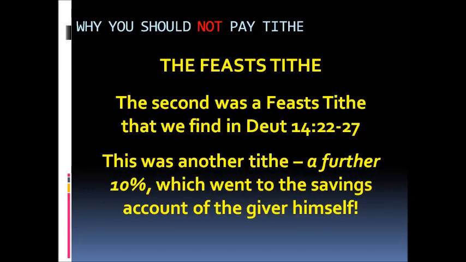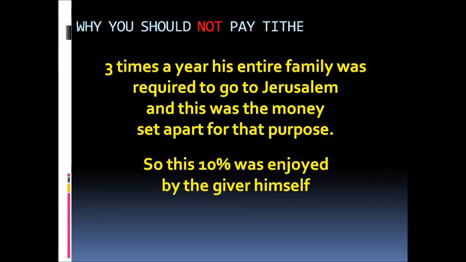state of Israel. There was another tithe, a further 10% which went to the savings account of the giver himself. 3 times a year, his entire family was required to go to Jerusalem, and this was the money set apart for that purpose. So this 10% was enjoyed by the giver himself. We will find an account of this tithe in Deuteronomy chapter 14.